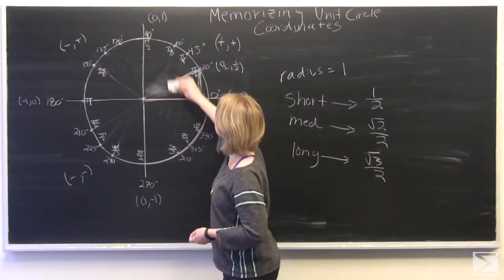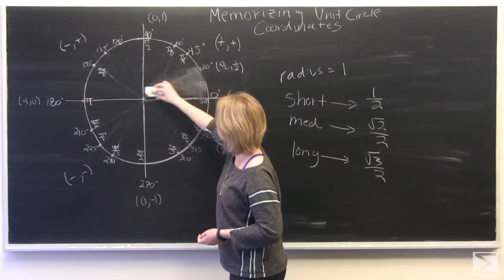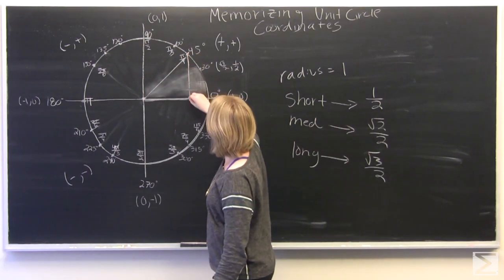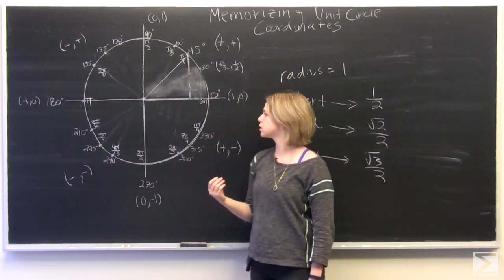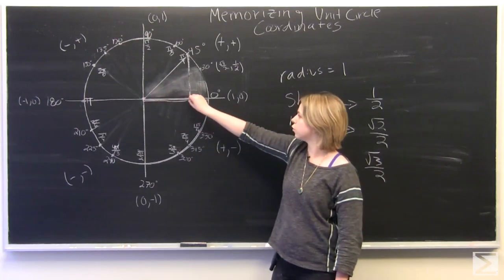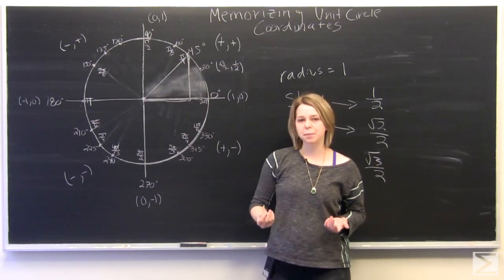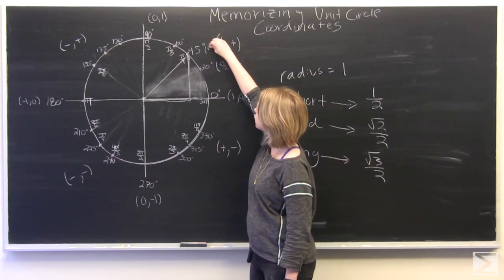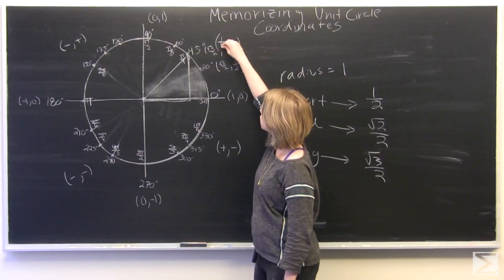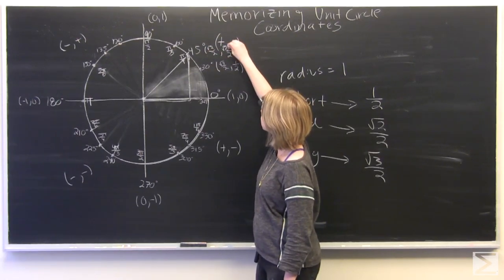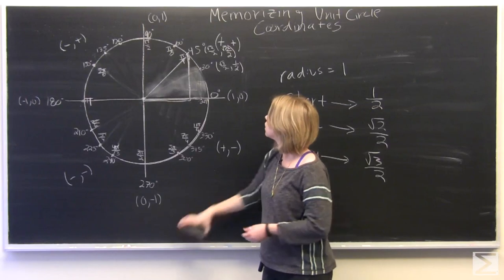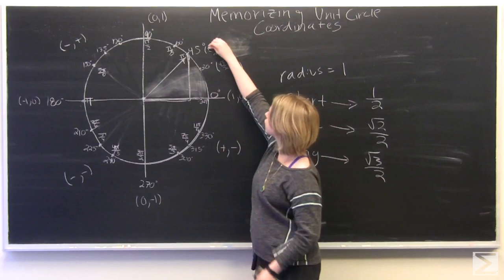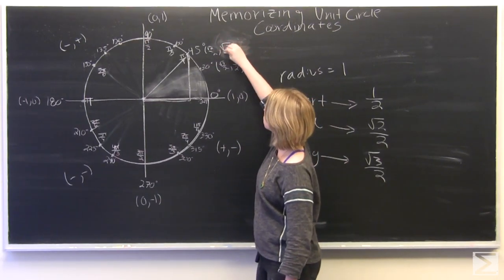I'm going to erase our triangle to avoid more messes. And let's find the coordinate for pi over 4 radians. So we've got two equal, pretty medium length lines. And so that equates to a coordinate of square root of 2 over 2 comma square root of 2 over 2. And both of them are positive. I'm going to rewrite that. It's a little bit messy. Square root of 2 over 2 comma root 2 over 2.